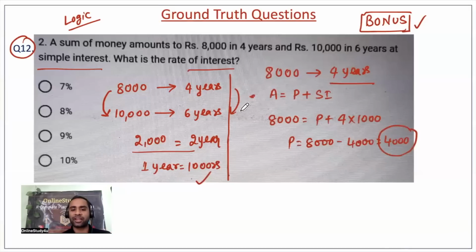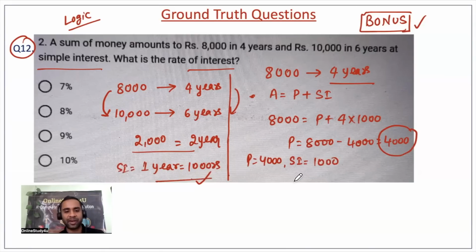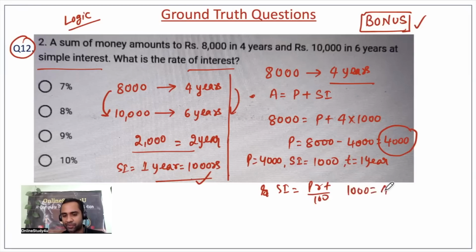Now you have to calculate the rate. So the principal you got is 4,000. And the simple interest for 1 year is 1,000 rupees. Time is 1 year. We have to calculate the rate. So simple interest will be equal to PRT by 100. Simple interest is 1,000, principal is 4,000, rate we have to calculate, time is 1 year, divided by 100.